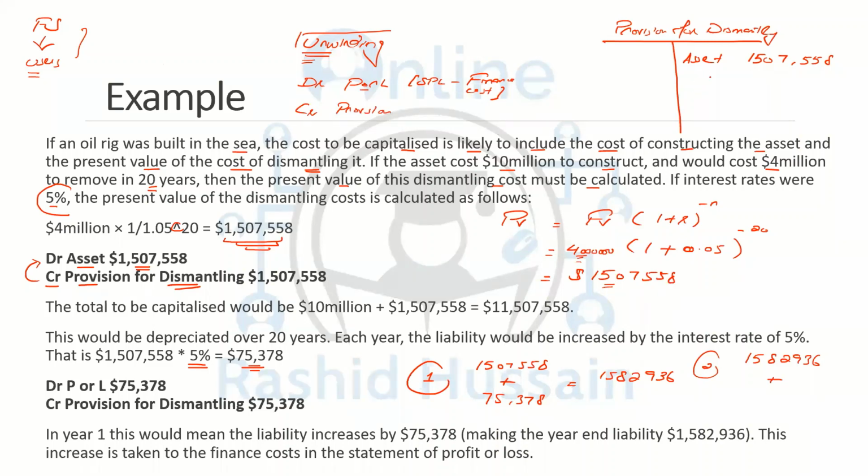So by the end of year one, what is going to be the double entry? Debit profit or loss by 75,378 and credit provision for dismantling. So the provision account is being credited, and the figure is 75,378. The closing balance in year one, which is known as the liability because provision is a liability, is 15,82,936. Which is going to be the opening balance of year two, 15,82,936. Again, in the next year, you're going to take 5% and then add it. Similarly, every year we'll be doing this activity, and this is known as the unwinding.